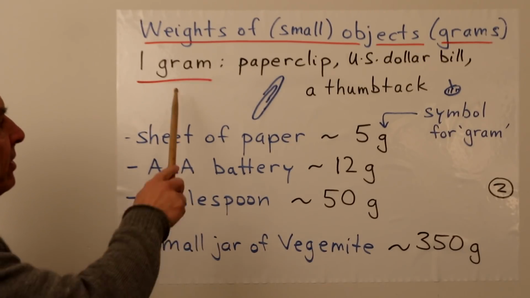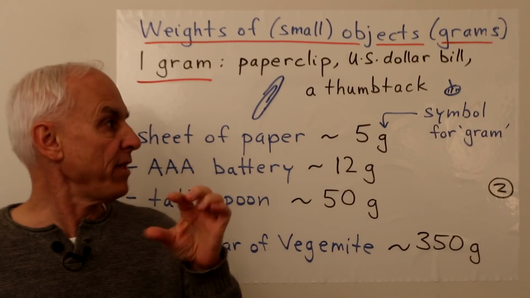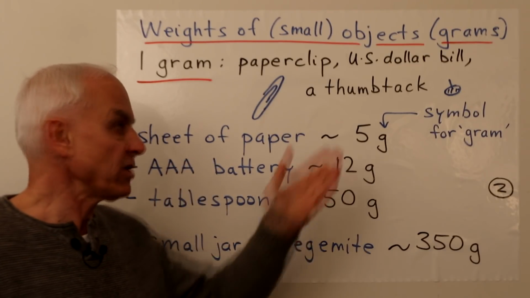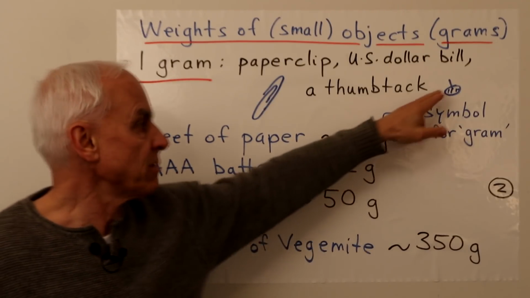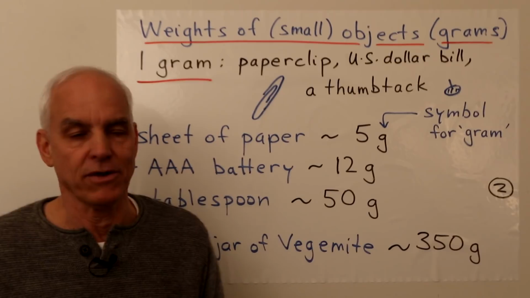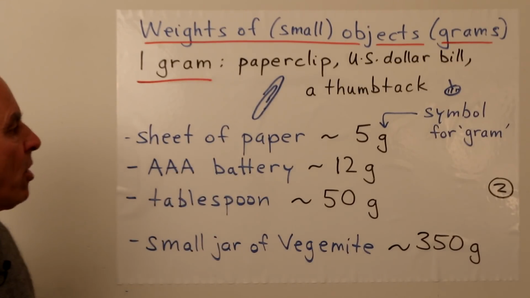And for example, it's roughly the weight of a paper clip, a standard little paper clip. That's a gram. A US dollar bill also weighs a gram. And a small thumbtack might weigh a gram. So that gives you a rough idea. So it's a very, very small unit.